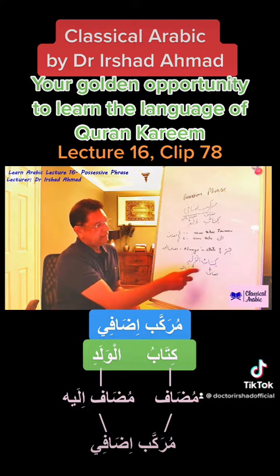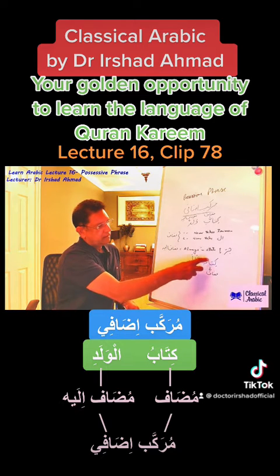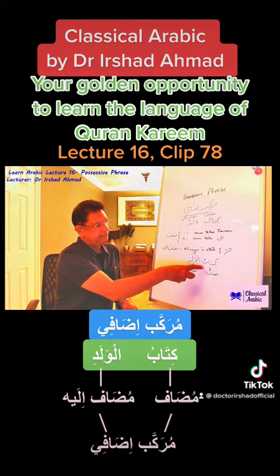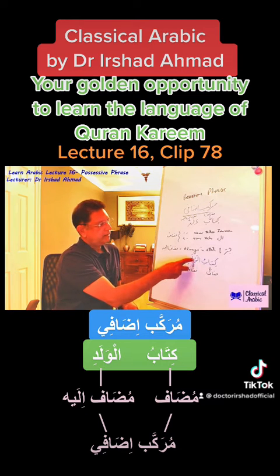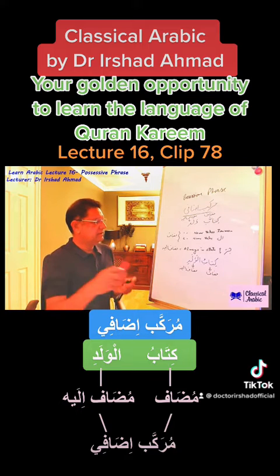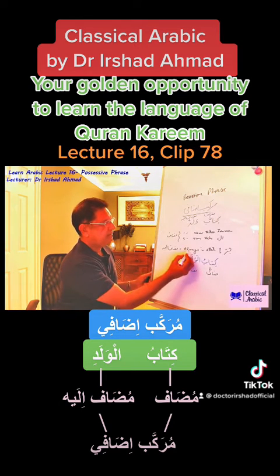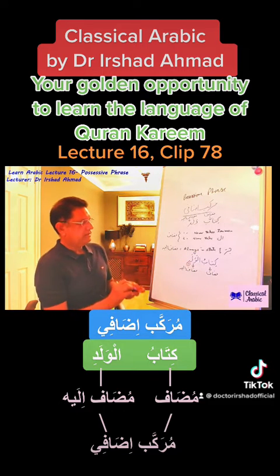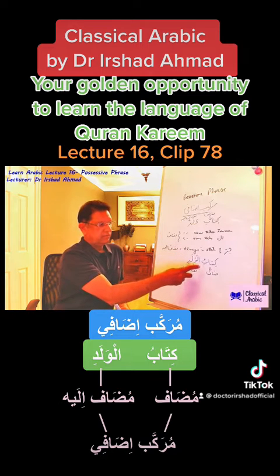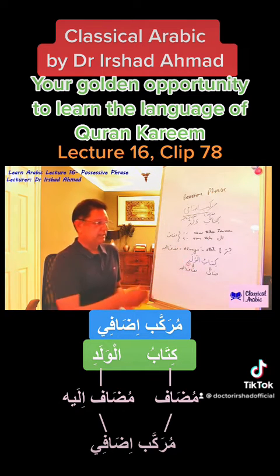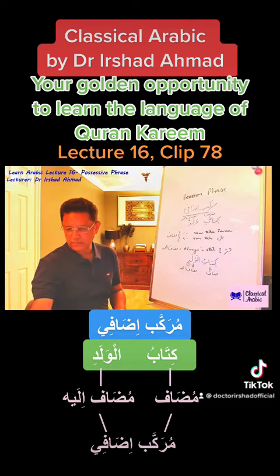Just revising: kitab is not going to take tanween, and it's not going to take al either. And mudaf ilayh will always be in a state of jar. So it can't be al-waladu or al-walada, it will always be al-waladi. We cannot say kitabul walada or kitabul waladu. The correct way of saying it is kitabul waladi, the book of the boy.